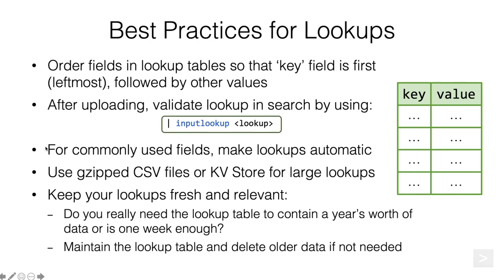If we are working with fields pretty frequently that are being brought in from a lookup and we are invoking those fields using the lookup command, we can create an automatic lookup, which automatically populates those fields in the sidebar anytime that we run a search across that source type. Along with that, for very large lookups, as we've seen, we recommend working with KV store or compressing a CSV file.